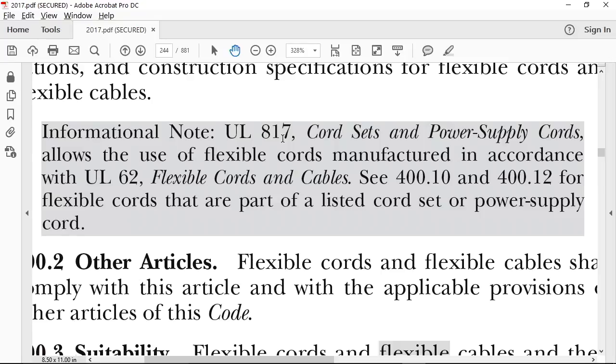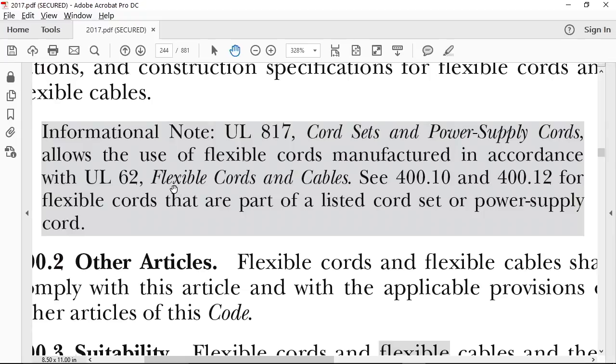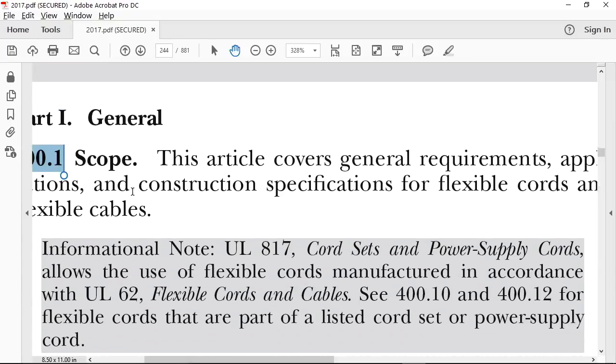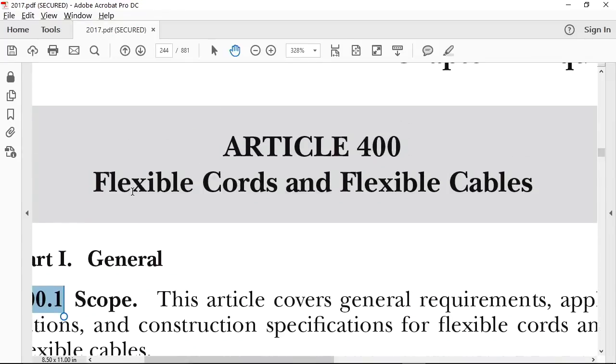So then I search on the internet again, and I see an SJO cord like that reel, and I click on that, go to Amazon, go to specifications, and look at the graphic, and it says it is a flexible cord and cable, UL 62. And I'm thinking, wait a minute now, the title of Article 400 was flexible cords and cables. And I'm like, holy mackerel.